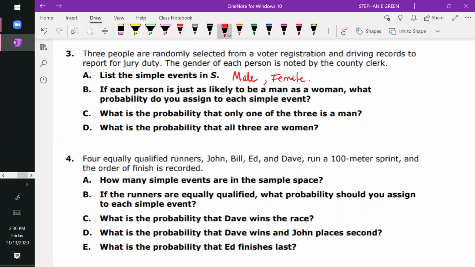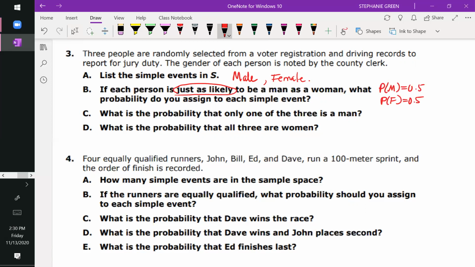Okay. Voter registration and driving records don't recognize non-binary genders, unfortunately. So let's move on. B, if each person is just as likely to be a man as a woman, what probability do you assign to each sample event? Okay, just as likely, that's a probability term right there. That means their probabilities are equal. And the total probability has to be 100%. So what's 100% divided by 2? 50% each. The probability of a male is 0.5, and the probability that the person is a female is also 0.5.